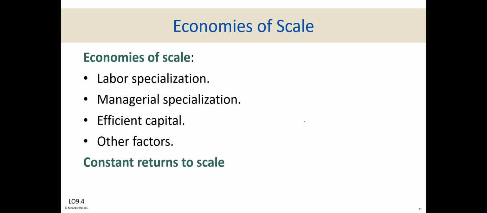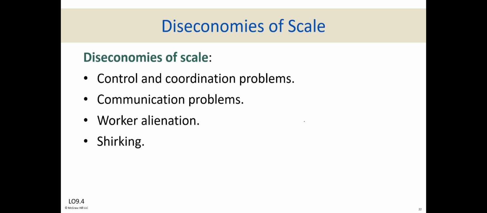So the reasons of economies of scale are labor specialization, managerial specialization, efficient capital, and could be other factors. This is the opposite of diseconomies of scale. When businesses become too large, they may face diseconomies of scale, where managing a large workforce and complex operations leads to inefficiencies and higher costs.